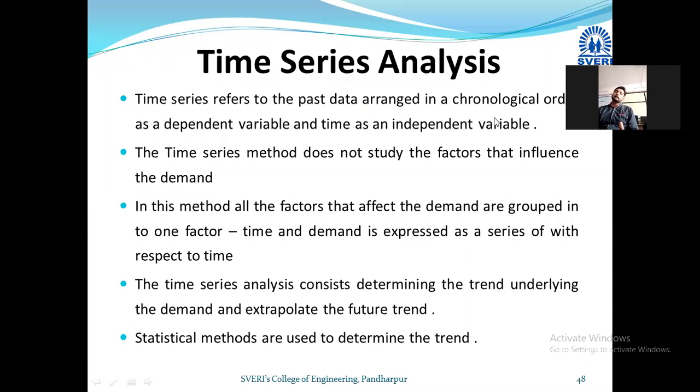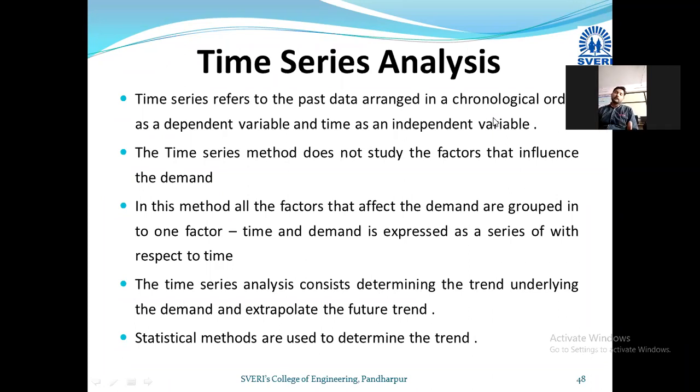Let us say this year my production and sell demand is increasing 10%, and next year what will be the demand of that particular product? So that will be considered as a positive trend, an increment in a sell demand. And here the demand depends upon time only. The time series method does not study the factors that influence demand.